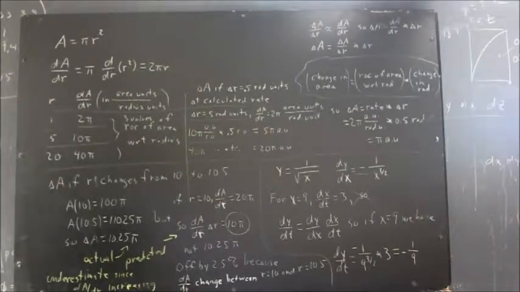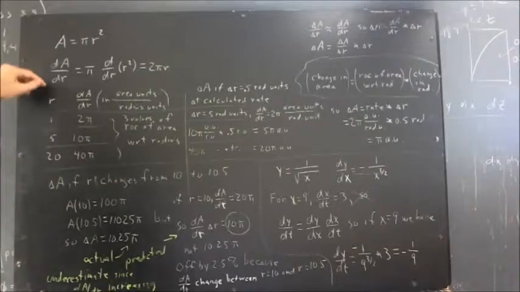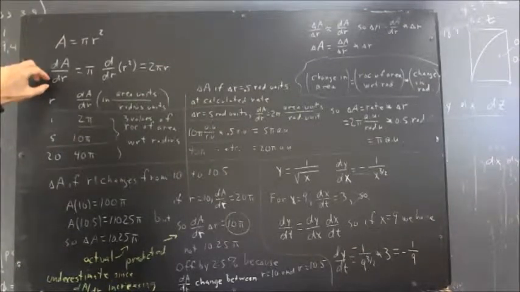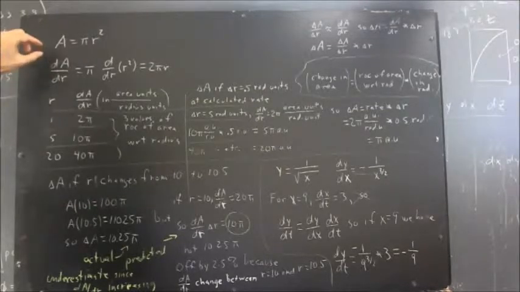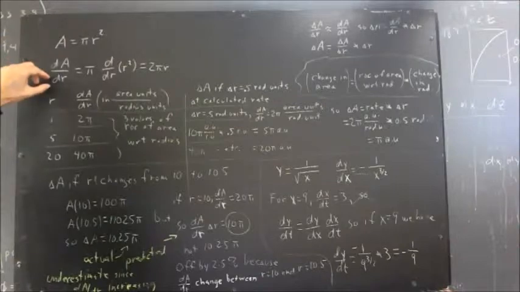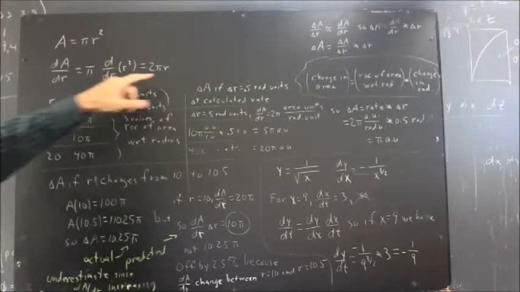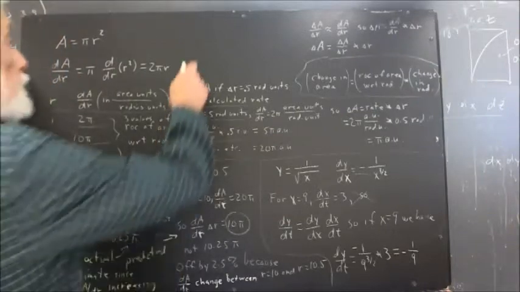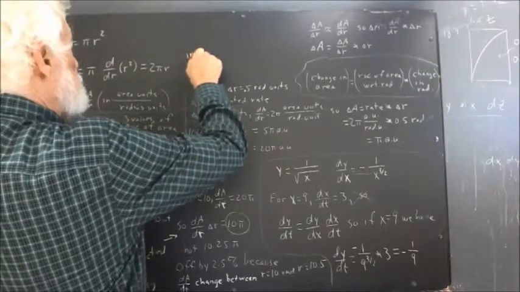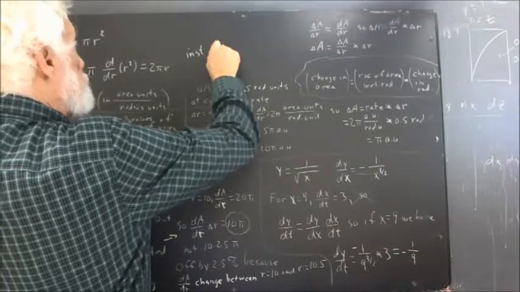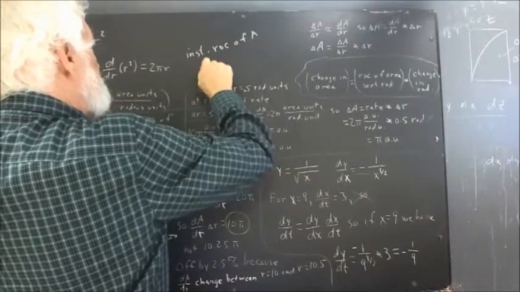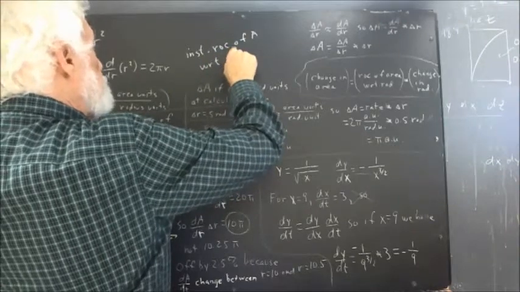Now I'll note that the derivative of A with respect to r is a limiting value of change in A divided by change in r, which is a limiting value of the average rate of change of A with respect to r. This then is the instantaneous rate of change of A with respect to r.